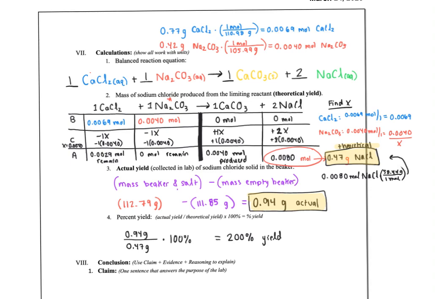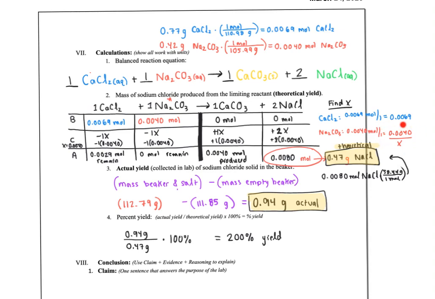And then I did the same thing for the Na2CO3. So I started with 0.42 grams divided by the molar mass of Na2CO3 and got 0.004 moles of Na2CO3. So that's where this mole in blue and this mole started. I don't have any of my products. So minus 1x, minus 1x, plus 1x, plus 2x. And then over on this side is where I found my x. So I took my moles of calcium chloride divided by 1 and my moles of Na2CO3 divided by 1 because they both have 1s as their coefficient.